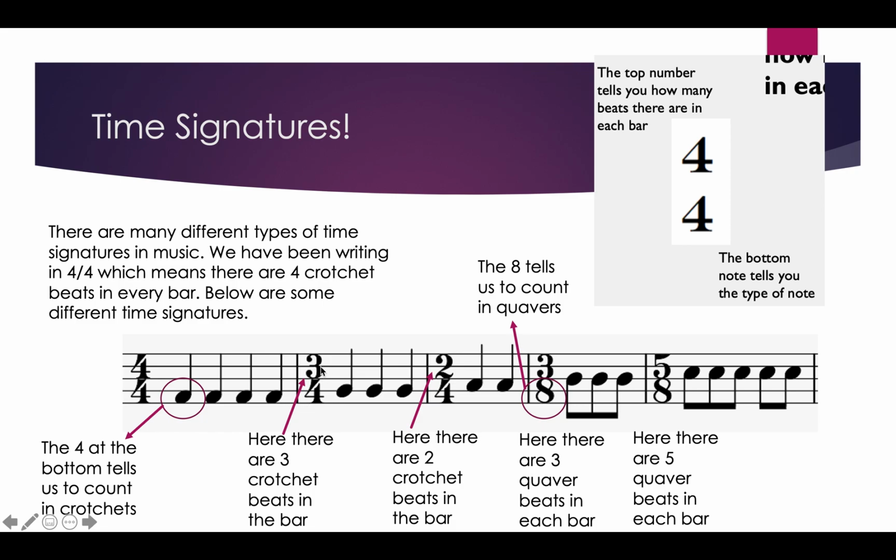Here we have 3 crotchets per bar. Ready? 1, 2, 3, bar line. Here we have 2 crotchets per bar. 1, 2. Bar line. The 8 changes it from crotchets to quavers. So here we have 3 quavers per bar. 1, 2, 3. Bar line. Here we have 5 quavers per bar. 1, 2, 3, 4, 5.